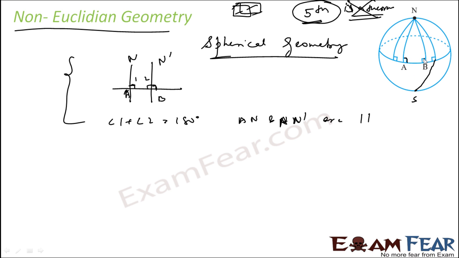But in this case, if you add these angles, they are 180. So they are supposed to be parallel, but if we extend them, they will meet at this point N. So AN and BN are both perpendicular to the line AB, but they meet each other, though the sum of the angles on the same side is 180 degrees. As per the fifth postulate, they should not meet, but actually they are meeting. And this is non-Euclidean geometry.